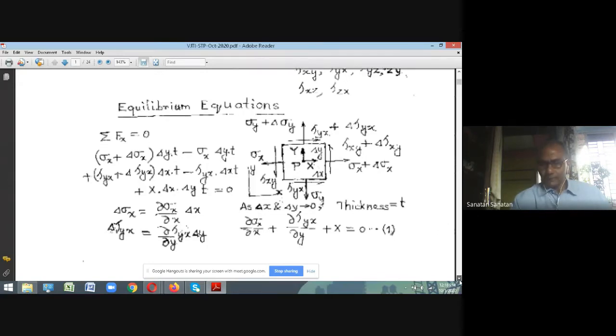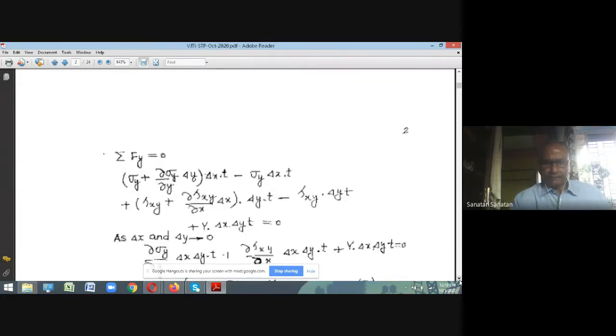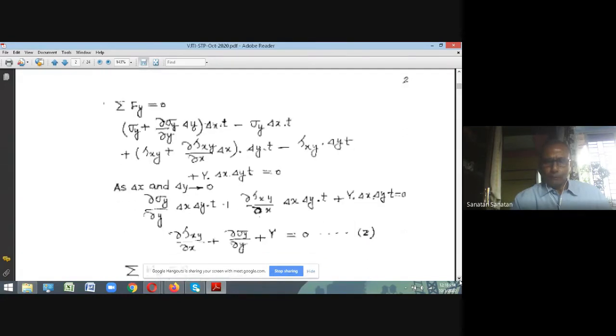So equilibrium equation 1. Exactly in the similar manner, if you try to consider the equilibrium in the y direction, there you see you will have this stress acting in the positive y direction, acting on the face delta x multiplied by t, and then on the bottom face the stress is acting in the negative y direction.